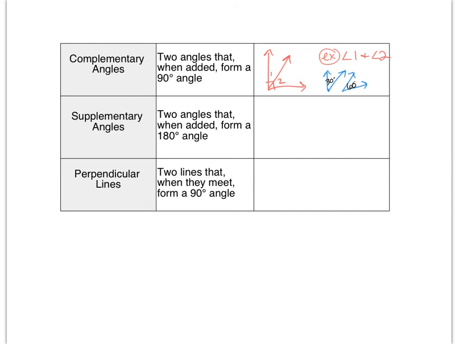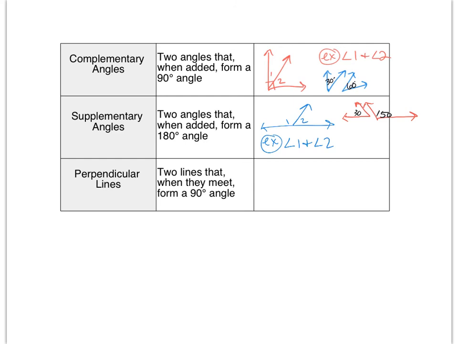Supplementary angles add up to 180. So it might look like a linear pair. Here's this. Maybe this is angle 1 and this is angle 2. So that would be one example of a pair of supplementary angles because those two basically together form a straight angle, which is 180 degrees. Or you might have one angle that looks like this and another angle that looks like this, where maybe this angle is 30 again, but then this one is 150. So do you see how they add up to 180? That would make them supplementary angles.